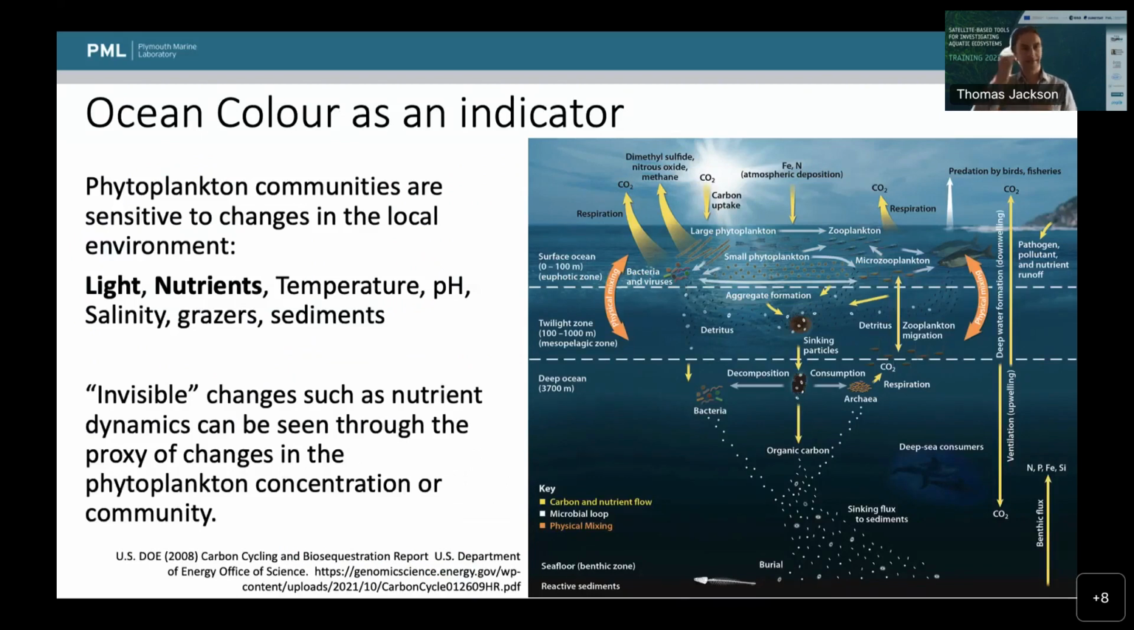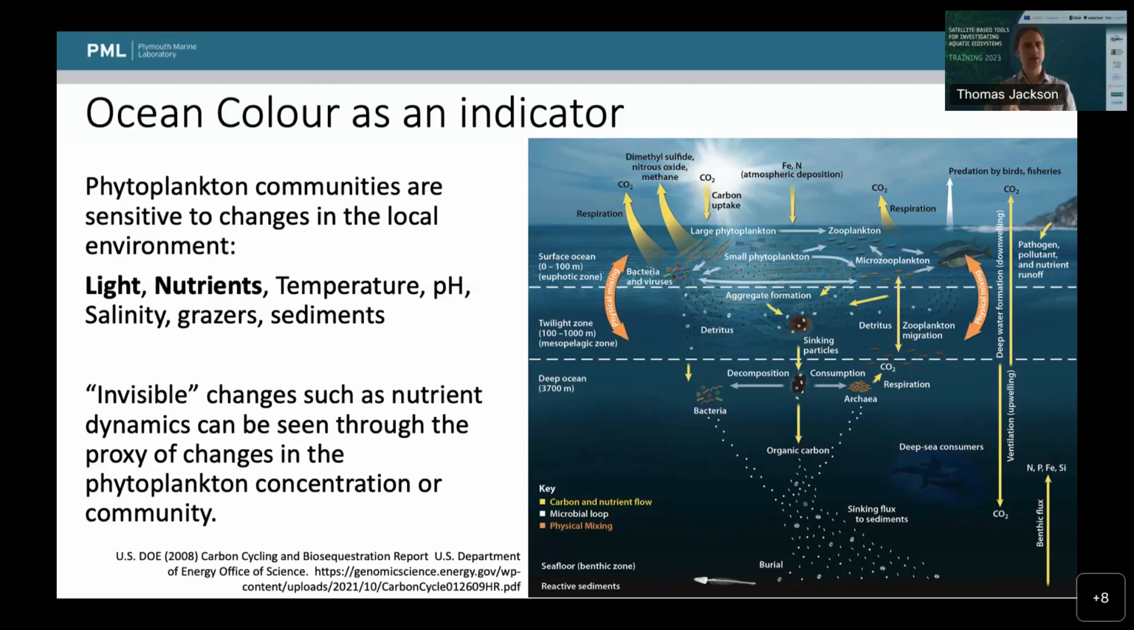So, ocean color as an indicator. This has been mentioned a number of times in the introductory lectures from Lauren and from Anna. Phytoplankton are sensitive to their local environment. The figure on the right here shows a lot of connections between phytoplankton and bacteria and light and nutrients and all sorts of ocean processes. But the most important fundamental drivers for phytoplankton growth are going to be light and nutrients because they're photosynthetic organisms. They need light in order to photosynthesize and they need nutrients in order to synthesize new organic matter. Once they have those, then factors like temperature or pH or salinity, the presence of grazers or sediments which might block the light, will also have secondary impacts on their ability to grow and flourish.